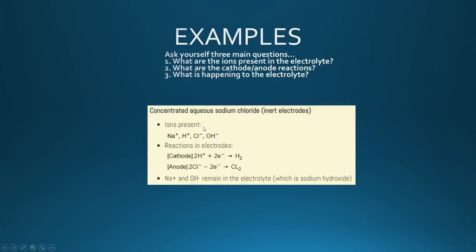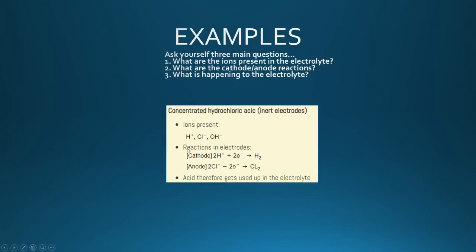Concentrated aqueous sodium chloride, we took a look at that before. The ions present are these four here. You get hydrogen being formed at the cathode, and at the anode you get chlorine being formed instead of oxygen because it's a concentrated solution. What that means is you have sodium and hydroxide ions remaining in the electrolyte, which makes sodium hydroxide. Concentrated hydrochloric acid, the ions present will be these three here. Reactions at the cathode, you'll form hydrogen, and at the anode you'll form chlorine again because this is a concentrated solution.